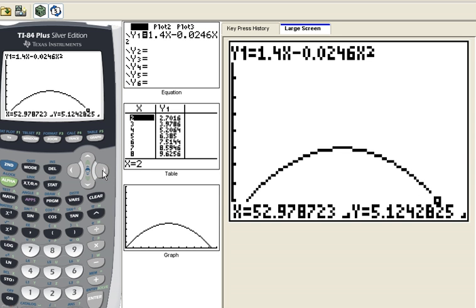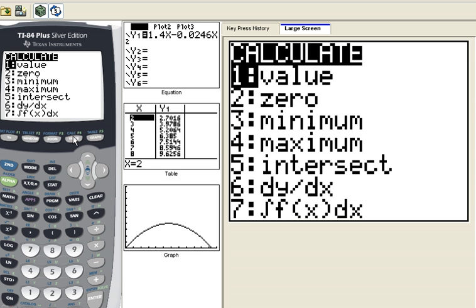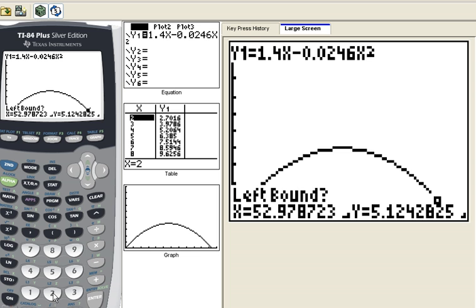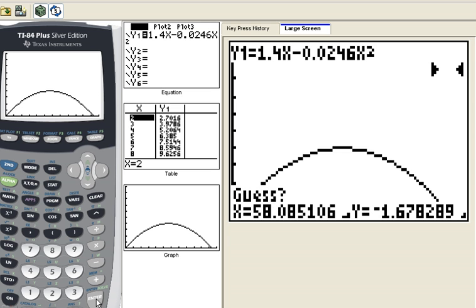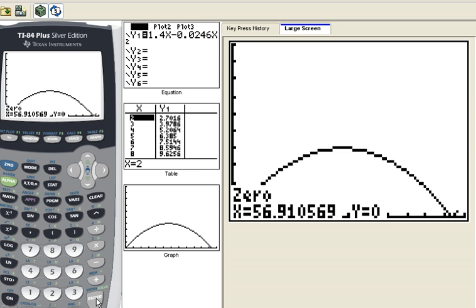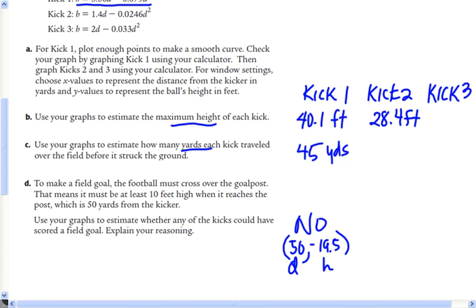Now remember, when you set your left bound here, the number needs to be positive. So let's do number 2, find the 0. And our y value is positive now, so that's good for our left bound. Our right bound, the y value has to be negative. So we're going to keep going until we get a negative y value. Now we're good. Press enter. Enter one more time. And it says 56.9. So that's how long the kick is, 56.9 feet. Oh, that should be yards, right? 56.9 yards.